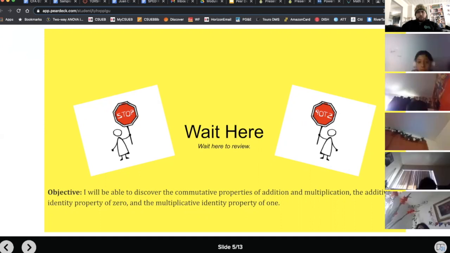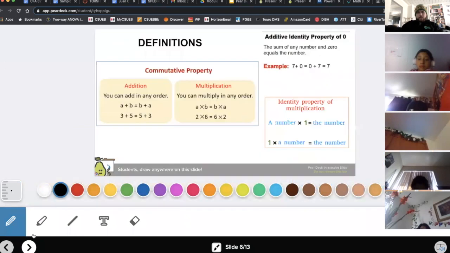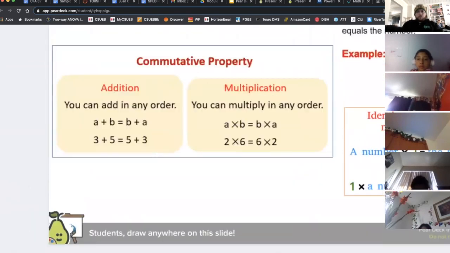So, to paraphrase what you just said, all of us are going to discover these commutative properties of addition and multiplication. We also have this property called the additive identity property of zero, and we have the multiplicative property of one, which we are all going to start copying down here after we read the definition. So first, the commutative property, what is it?